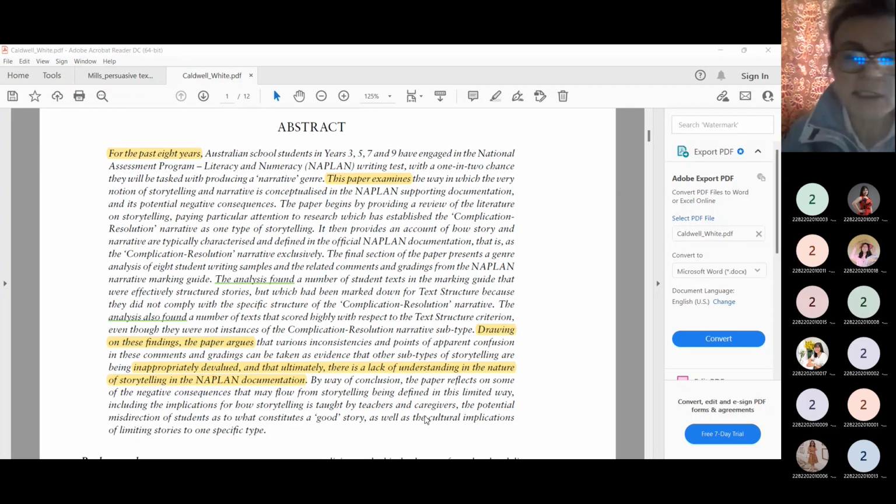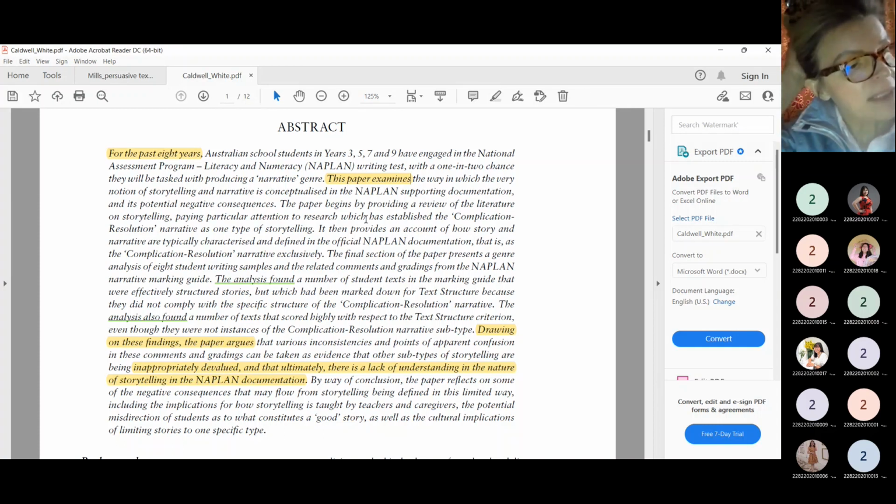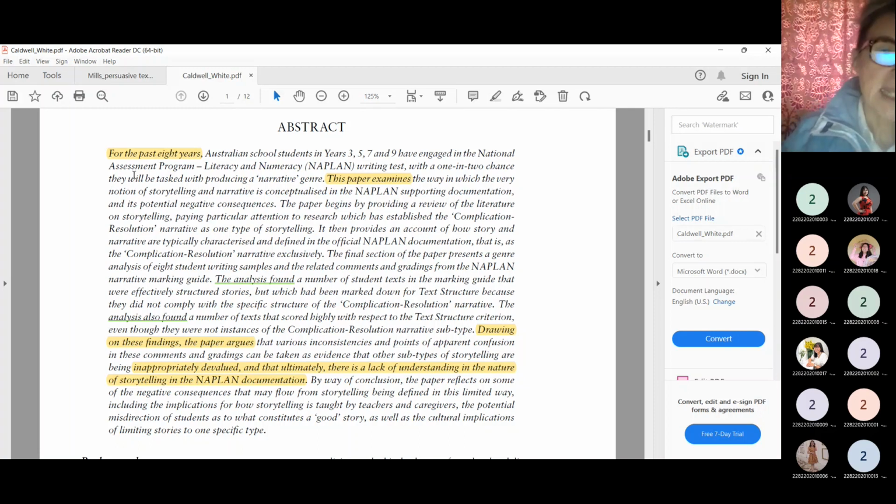So at this very moment, we're doing an exercise. Is this abstract constructed according to the generic structure which I suggested, that every well-designed text should have? So this paper examines, right? When it examines something, that's the beginning. This is a good beginning of the problem, right? For the past 8 years, it really focused us on an issue.